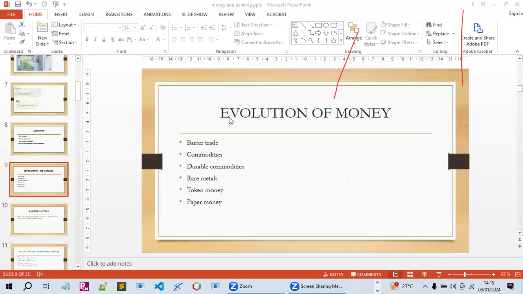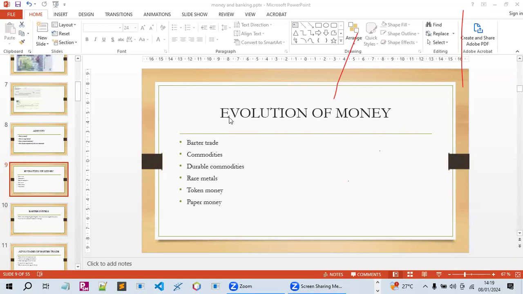So let's look at the evolution of money. Before the invention of the paper note, all economic transactions took place on the basis of the barter system. This is where commodities were exchanged for other commodities, or services for services, goods for goods, or sometimes goods were exchanged for services. And this was the earliest form of exchange.